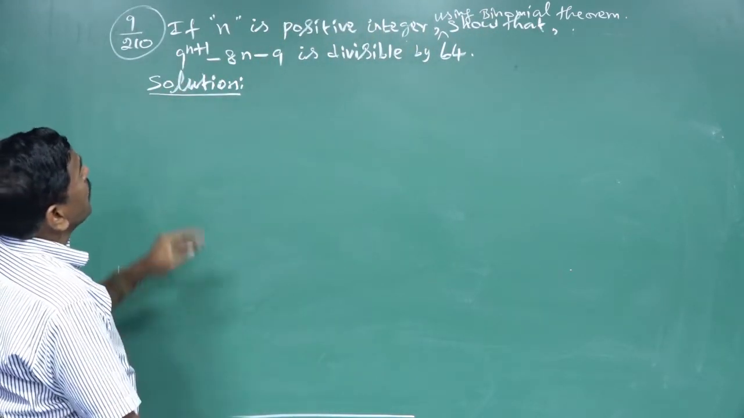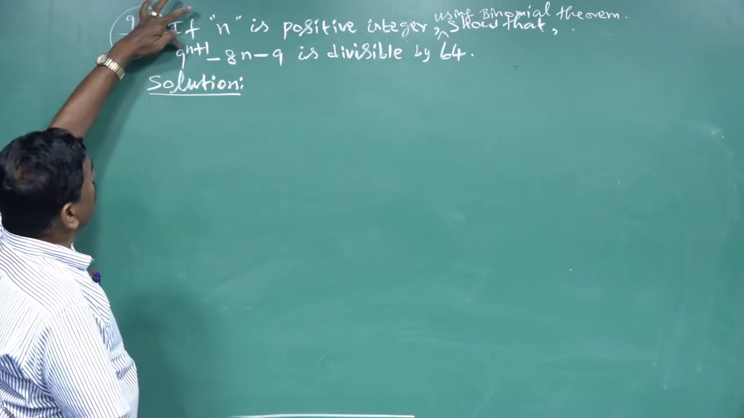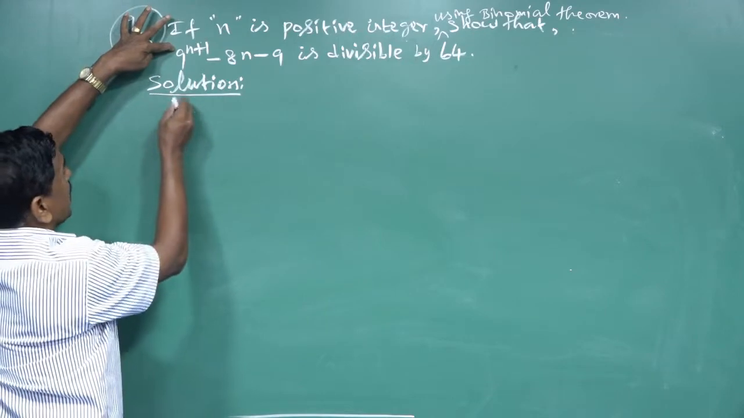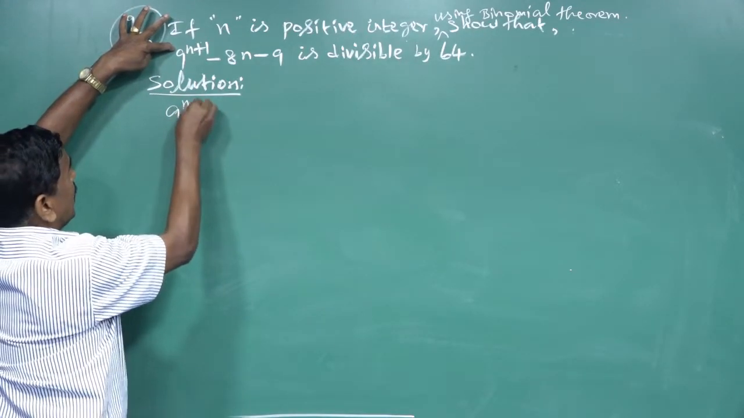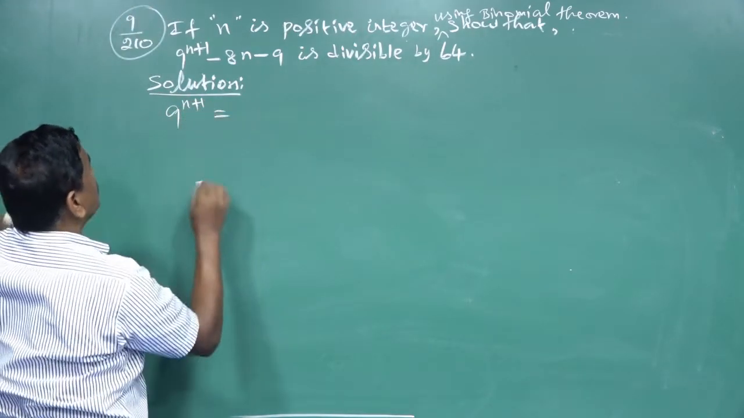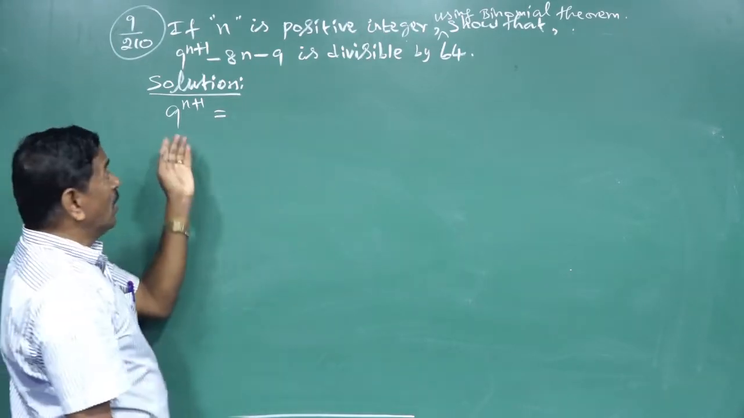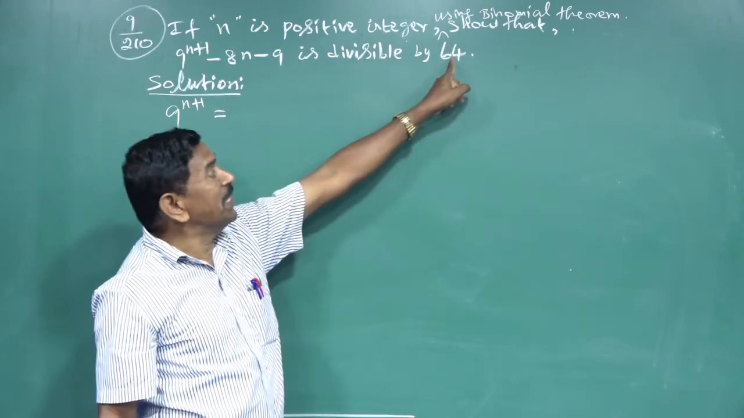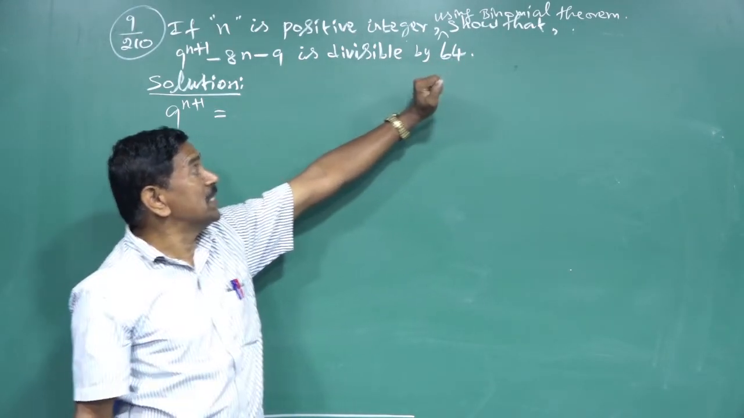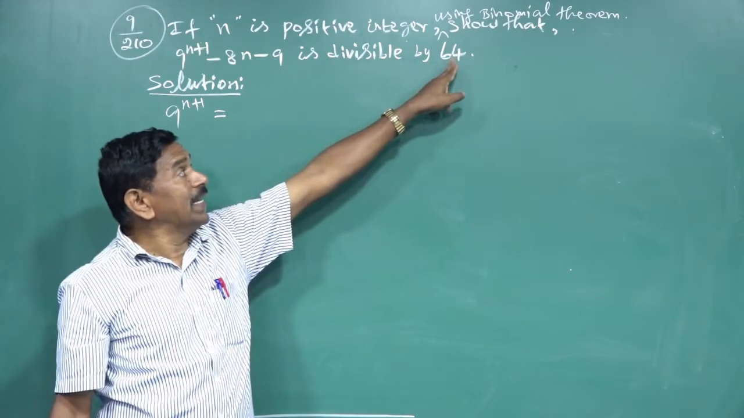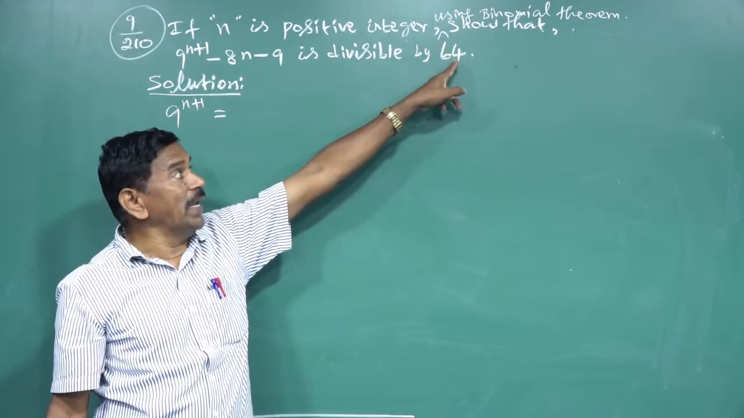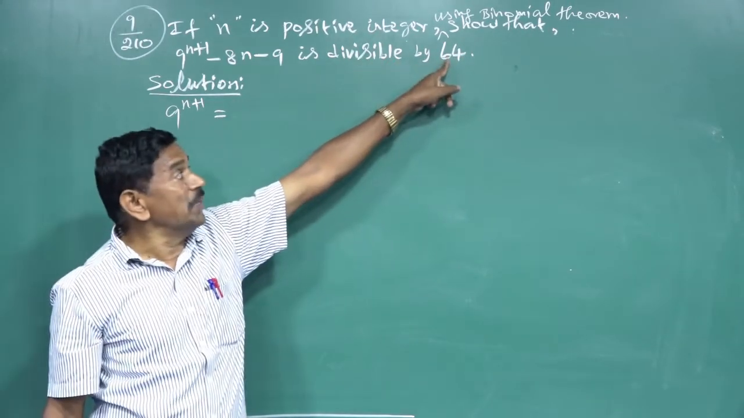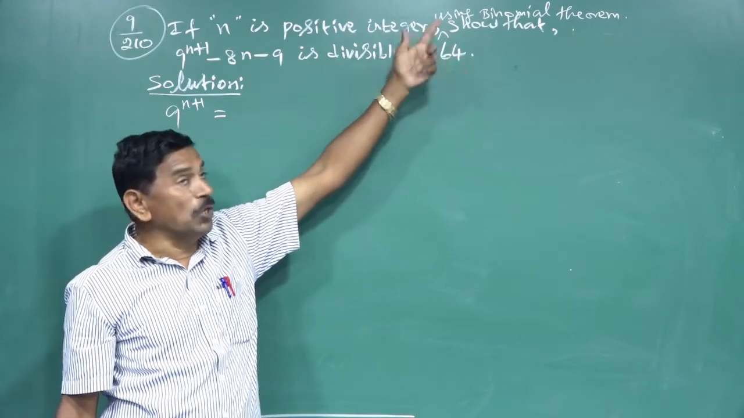So first of all, for our convenience, take 9 power n plus 1. Listen to the technique. 9 power n plus 1. Now consider the base 9 and divisible by 64. Divisible by 64 means, for example, 8 square is 64. So we want to write it in the form of 8, because we need 64 equal to 8 square.